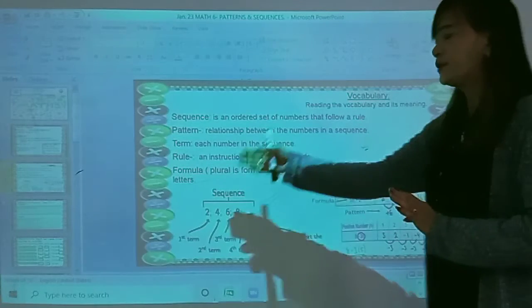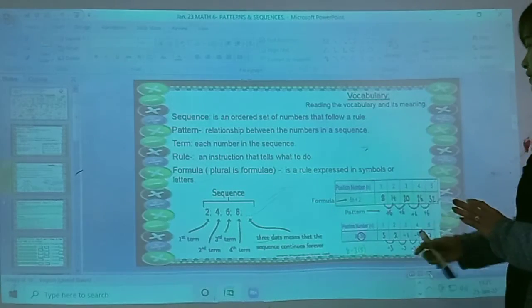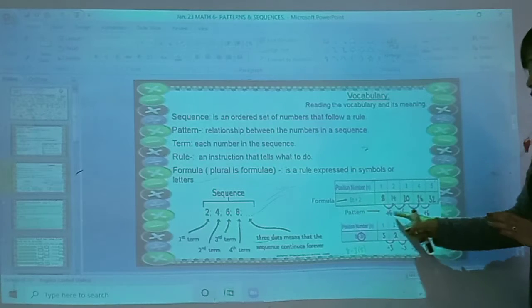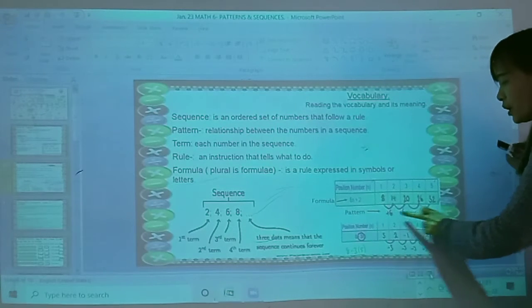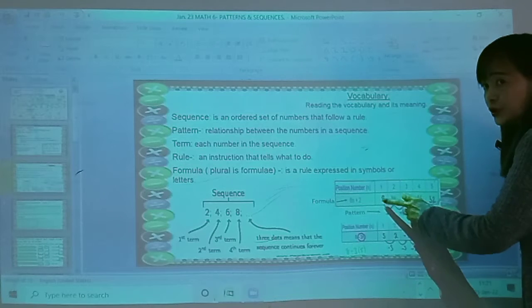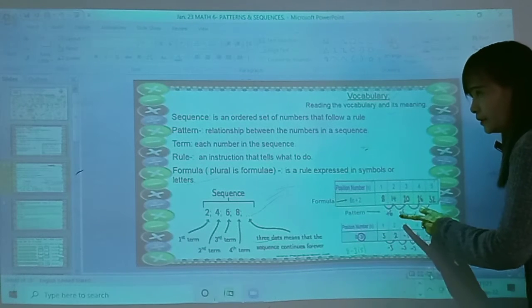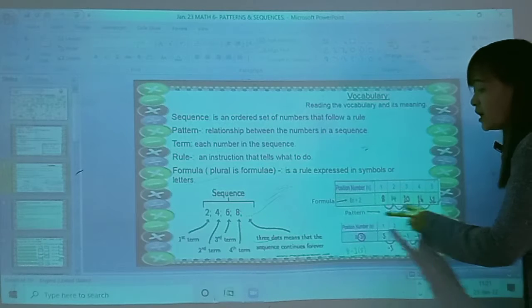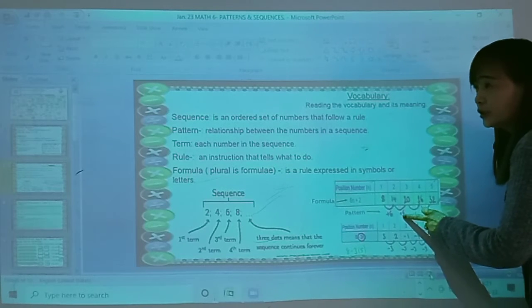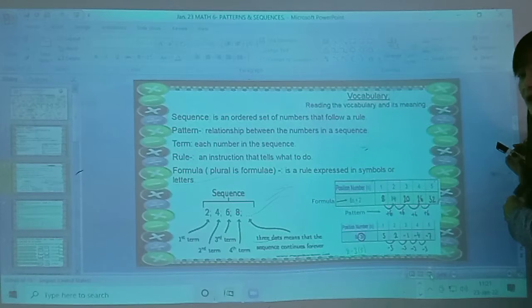How about pattern? A pattern is a relationship between the numbers in a sequence. The pattern that we are going to use in this sequence is we need to add 6 to each number. Again, class, this 6 is the pattern that we need to apply to get the next term of the given sequence.